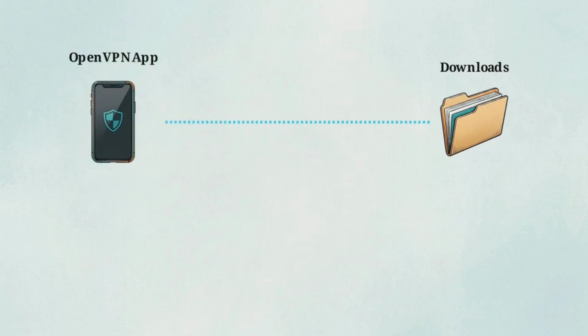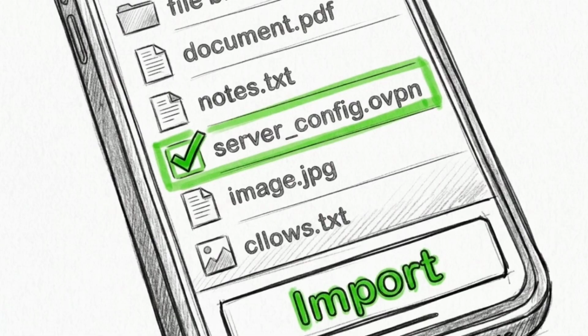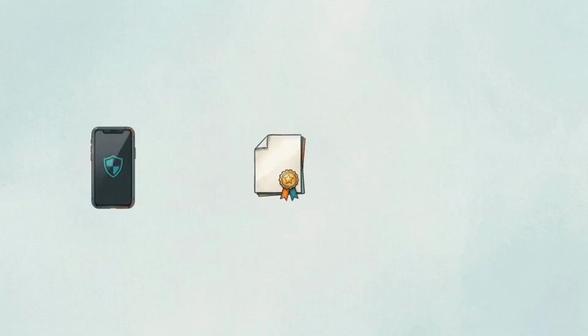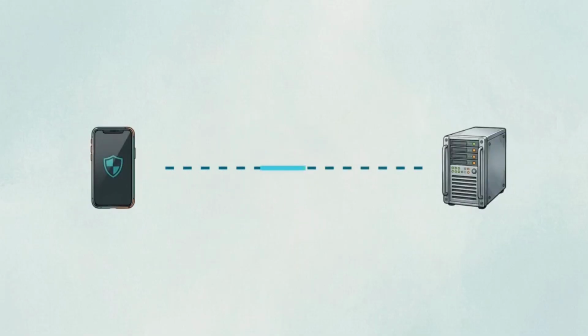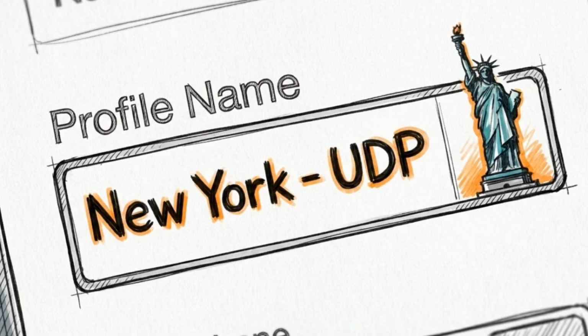configuration file we downloaded. Within the app interface, tap the File tab to begin the import. Navigate to your phone's Downloads folder, select the .ovpn file you downloaded earlier, and press Import. This file contains the server addresses and security certificates the application needs to establish a handshake with the Surfshark network. You can now assign a profile name.